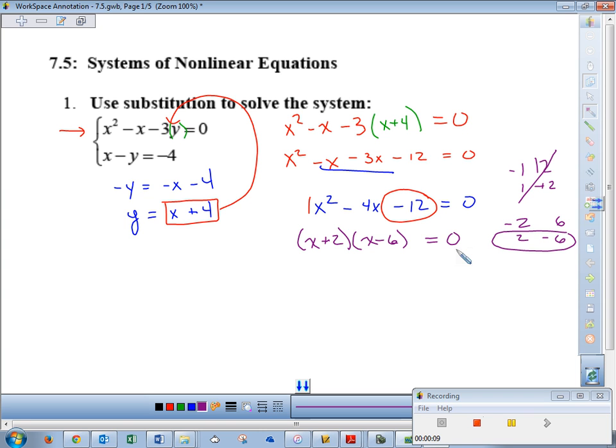Questions on how I factored that? You don't have to do all that frowny face factoring, is what I've always called it, because the a value is 1. When the a value is something other than 1, then you've got to go through all that work, which we'll do some other day.